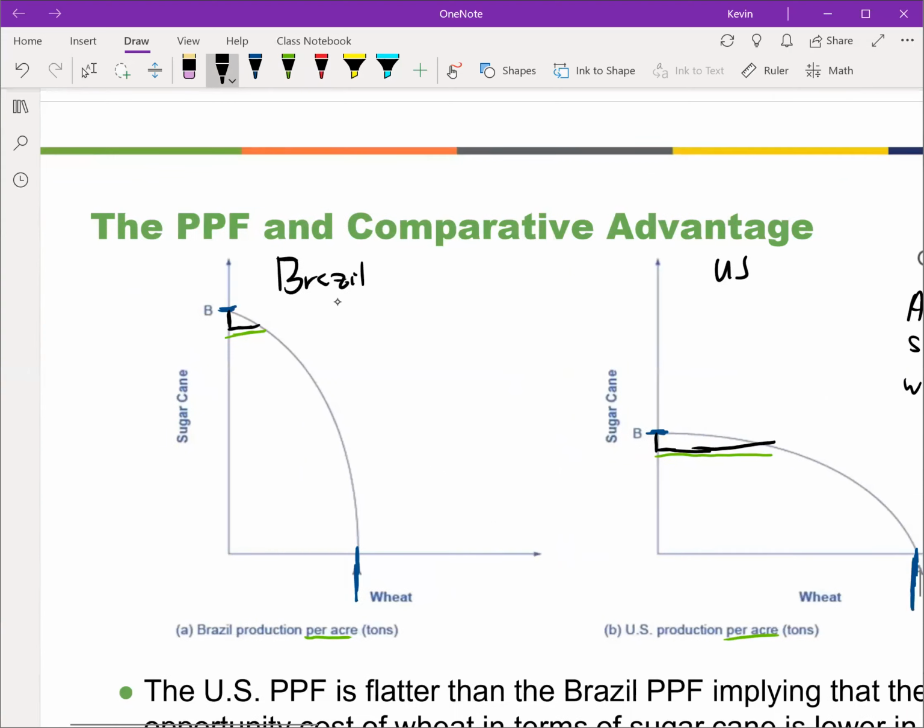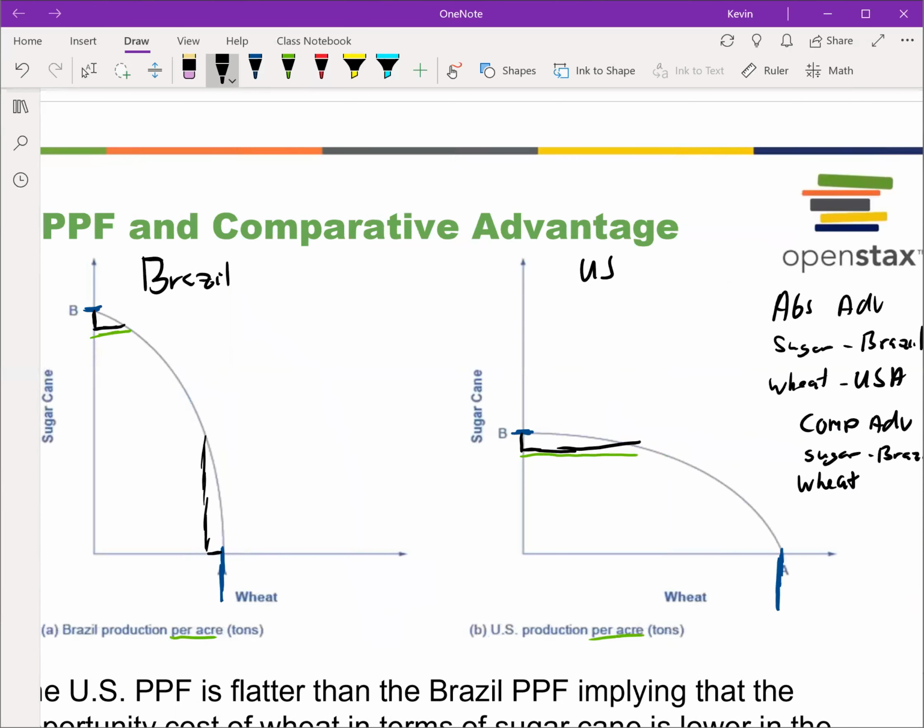And for wheat, we'll do the same thing with the U.S. We'll take away 1 unit of wheat, see how much sugar Brazil can get. And for the U.S., same thing. Take away 1 unit of wheat, see how much sugar we can get.